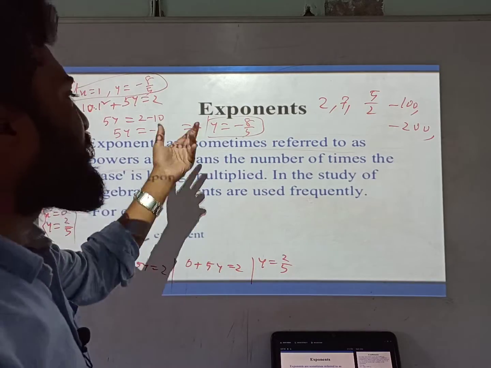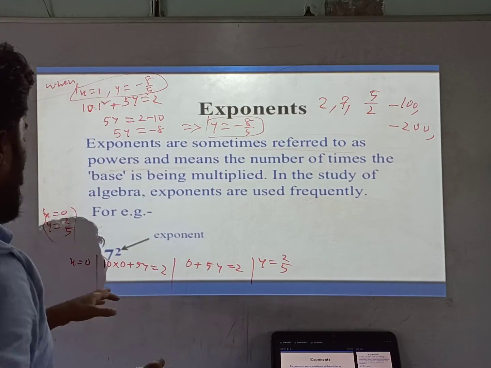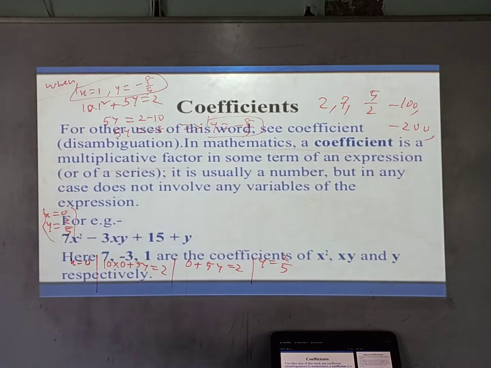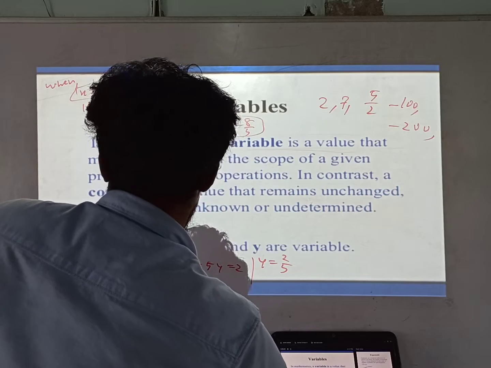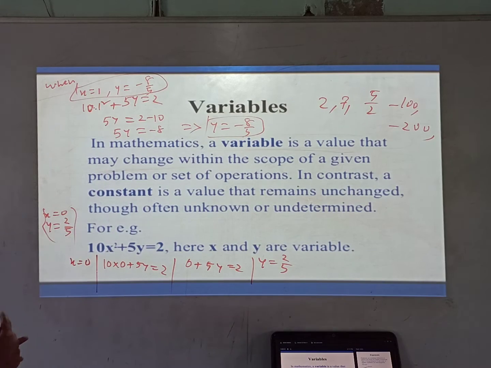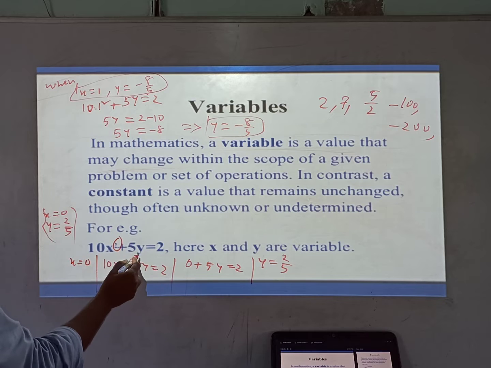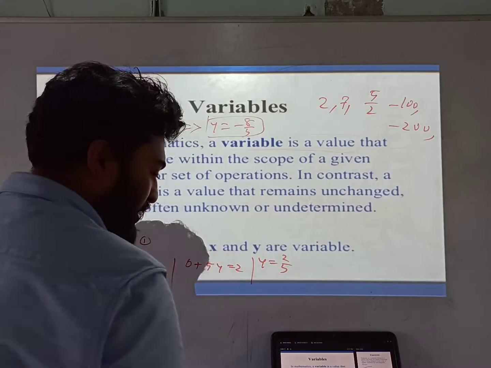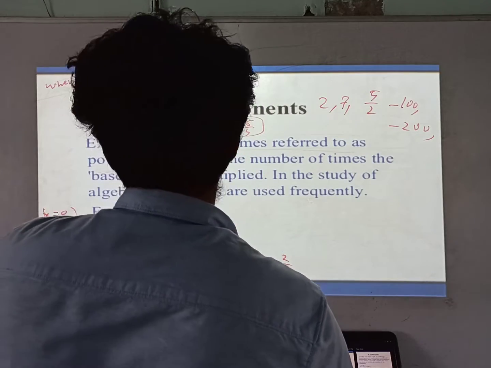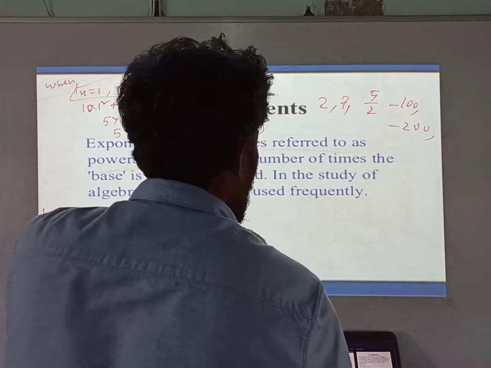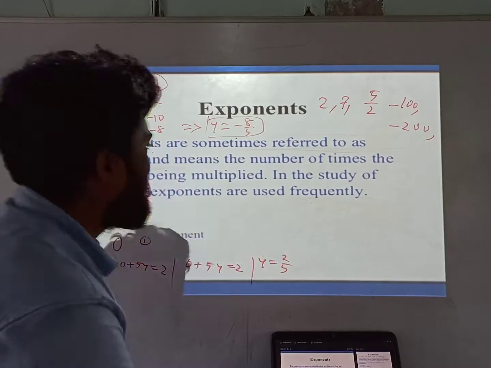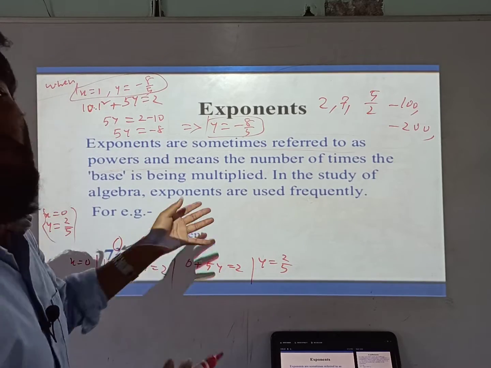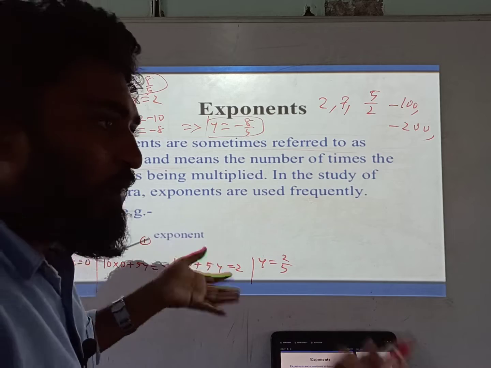Next, what are exponents? I already told you, exponent means power. For this example, what are the exponents? Here the exponents are 2 and 1. Exponent means power. This is the definition. Okay, so you understand the meaning. You do not need to memorize this definition, because no one is going to ask; this is just for your better understanding.